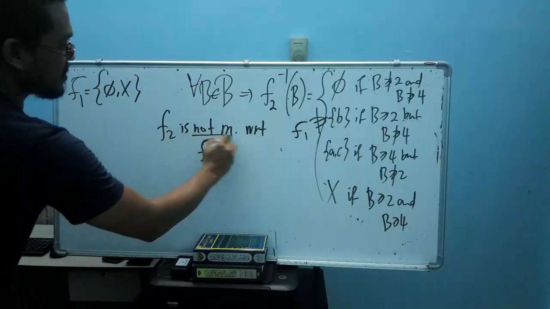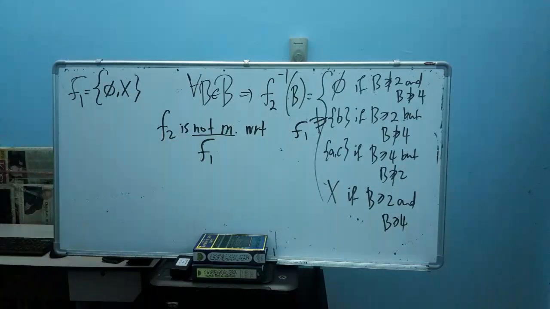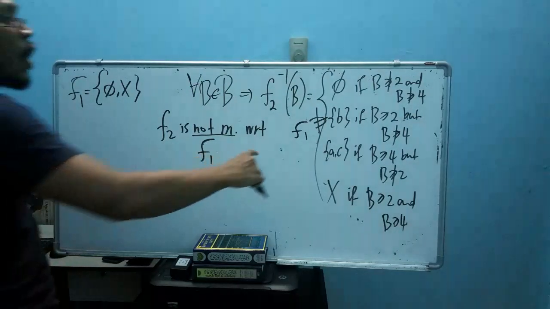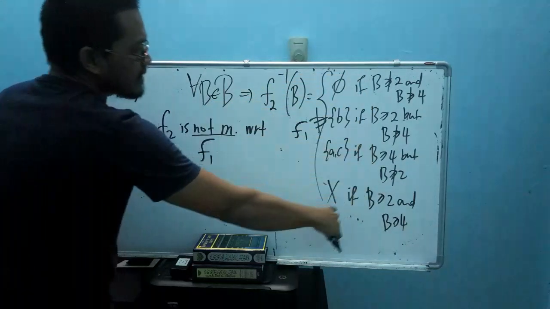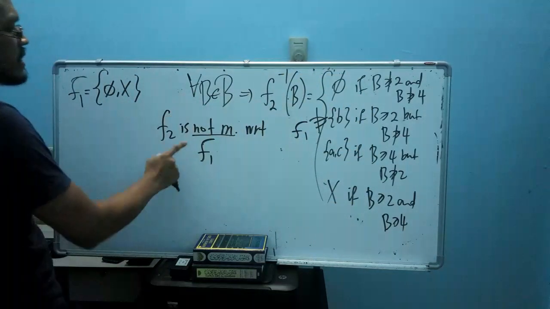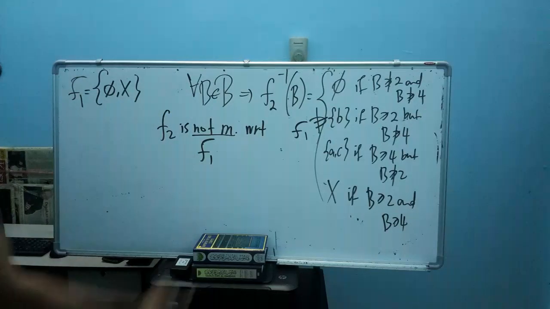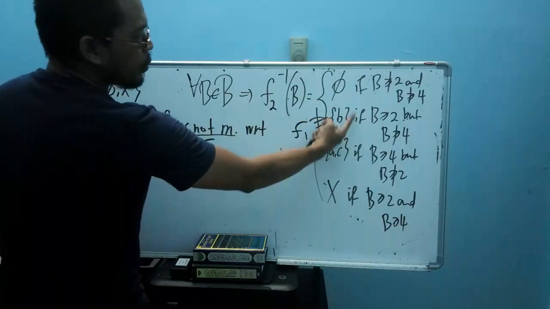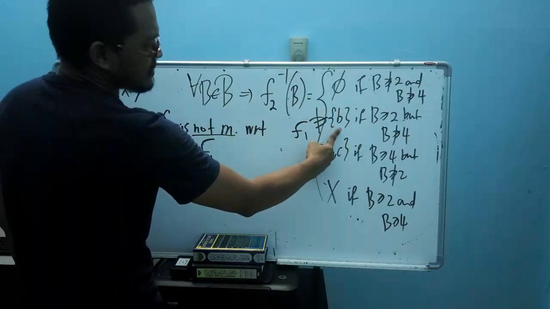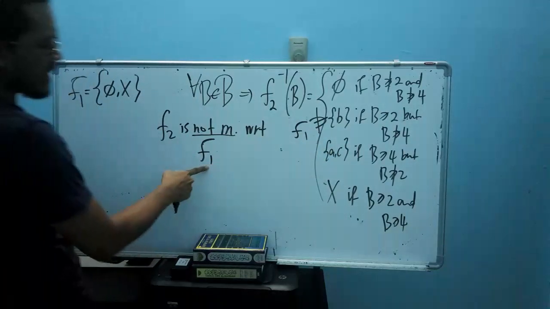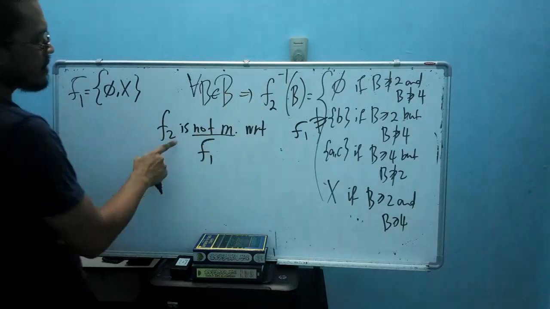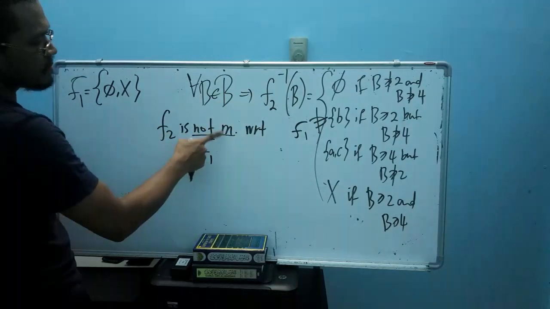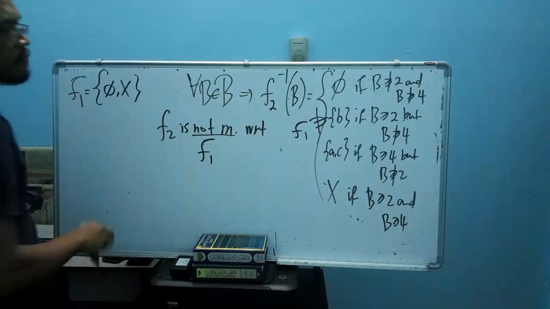Why is it not measurable? Because the definition of measurable says that you need to check all pre-images, and all pre-images should be elements of the algebra. Now you see only one pre-image doesn't belong to my first algebra F1. Therefore F2 here is not measurable with respect to F1.